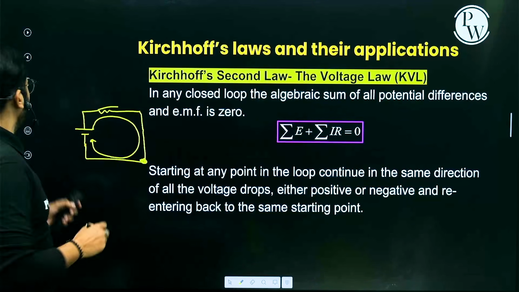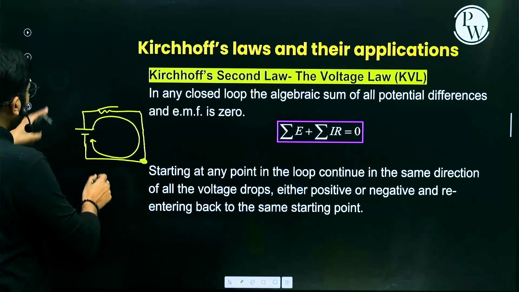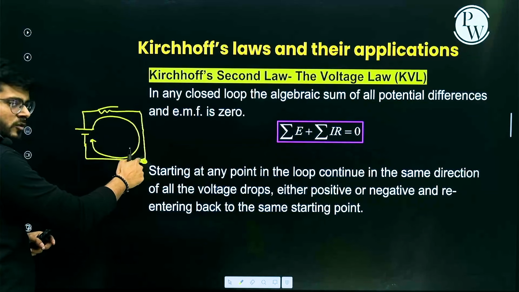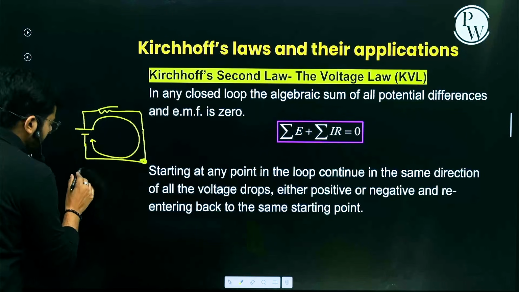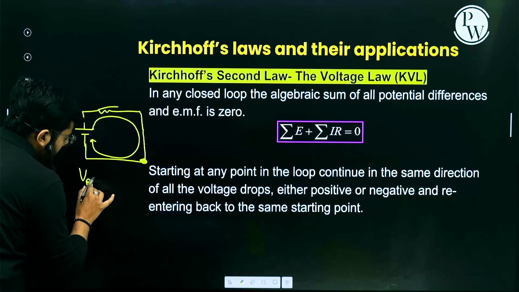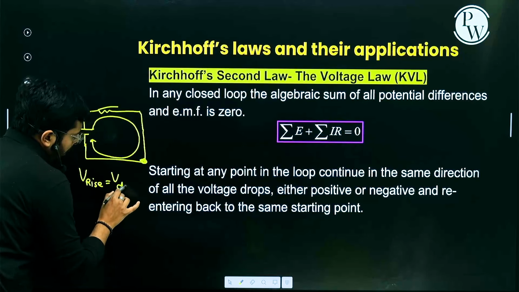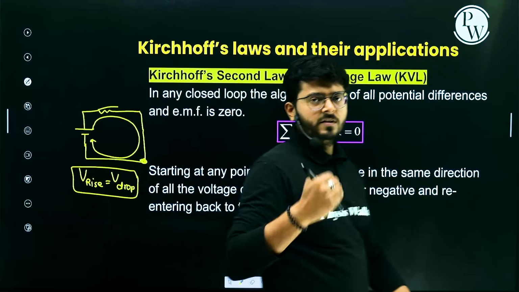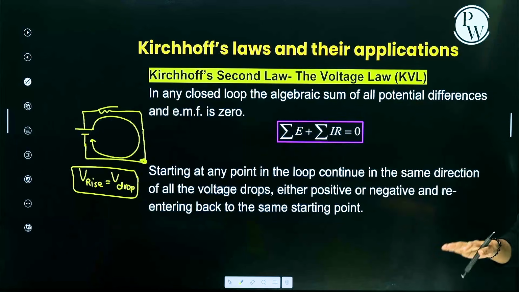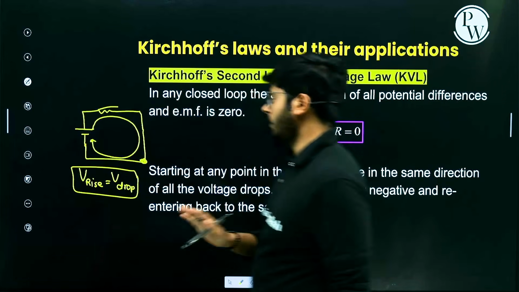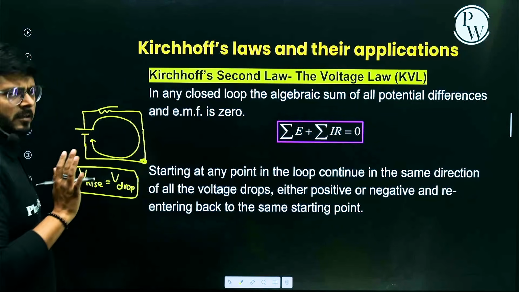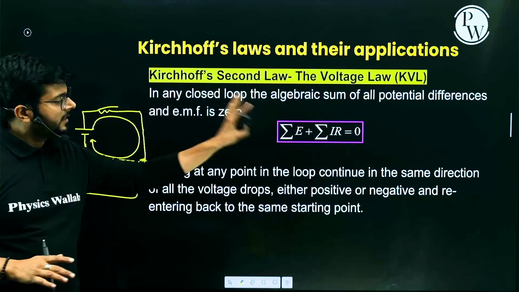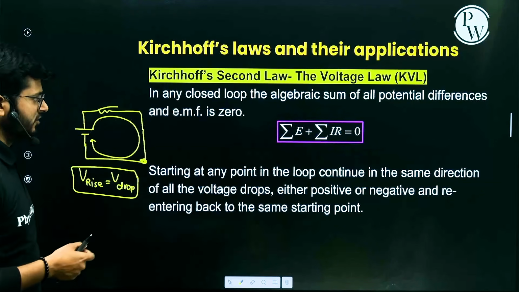So when we are analyzing a loop, that means we start the analysis of a loop from a place and come back to the same place, whatever potential rise we observe, the same amount of potential drop we will also observe. So the potential rise and potential drop that we have observed is the same. This is Kirchhoff's second law. This is one way of writing Kirchhoff's second law. This is also the same thing written in a different format. You will understand that in just a few seconds.